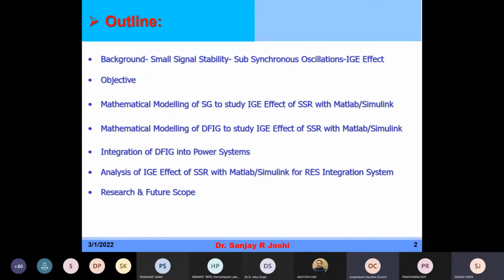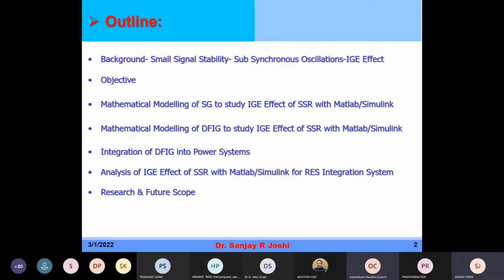This has been observed at a few locations in the world, that there is the SSR phenomenon concerned with the windmills also, right? So researchers have paid attention to analyze the problem.